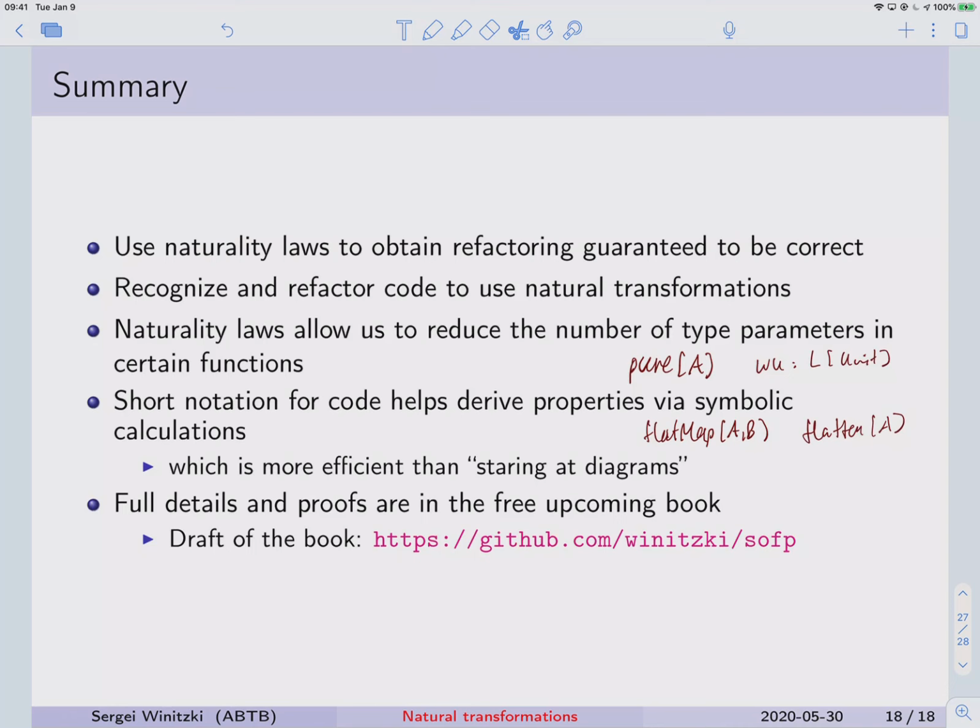In my book that I'm working on, there are full details and proofs of some of these properties. I have not yet finished the book, so when it is finished, then everything that's in this talk will be also in the book. Right now it has some material that's not yet written up, and so this talk is kind of just an overview of how you can reason about naturality and natural transformations to get some benefit for you as a programmer.